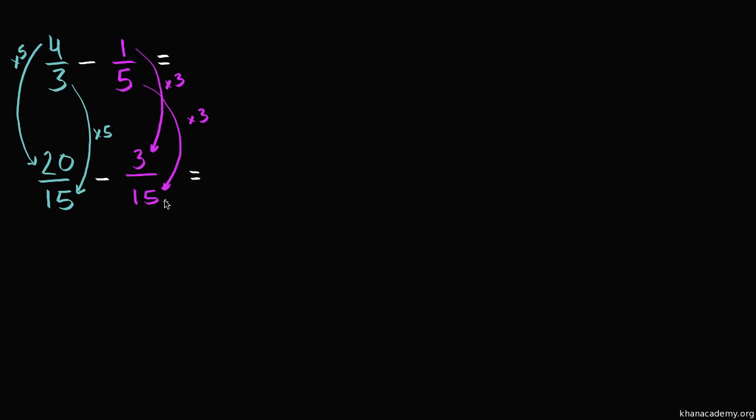And now this becomes a lot more straightforward. What is this going to be? Well, this is going to be a certain number of 15ths. We have 20 15ths, and we're taking away 3 of those 15ths. So if you have 20 of something and you take away 3 of them, you're going to have 17 of those things. In this case, we're talking about 15ths. So this is going to be 17 15ths. And if we wanted to write it as a mixed number, we could say 15 goes into 17 one time with a remainder 2. So it's 1 and 2 15ths.